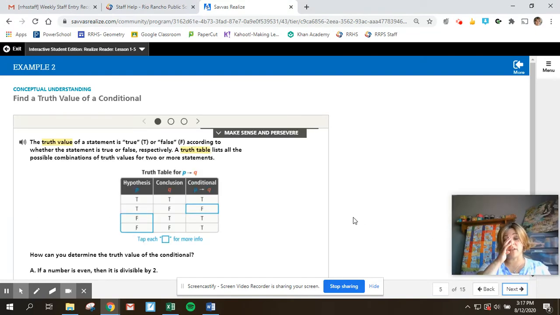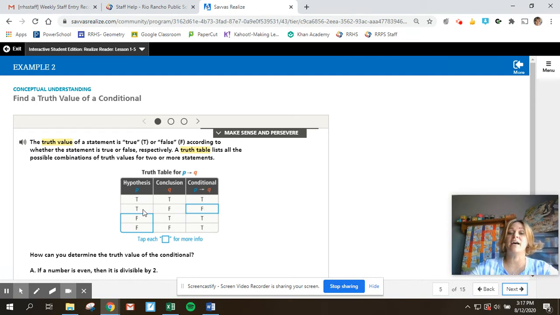Example 2 is about truth values. Some teachers are not teaching truth values, some are. So it says the truth value of this statement is true or false. So see how these are true or false, according to whether the statement is true or false. A truth table lists all possible combinations. So let's just use the example of me doing my jobs, I go to the movies. So if I do my jobs, I did them, like yes, I did, it's true, then I get to go to the movies. That's a true statement. Yeah, I did exactly what the statement said.